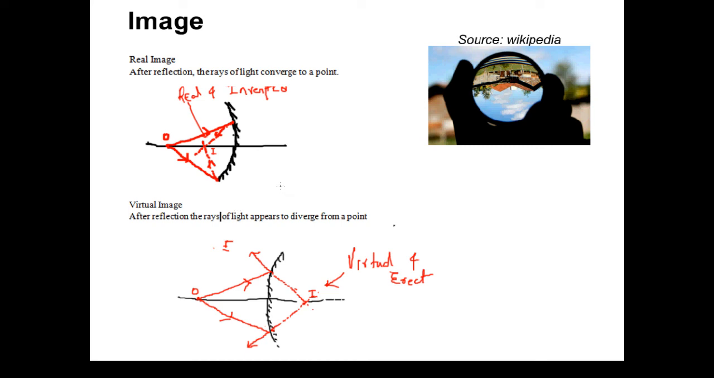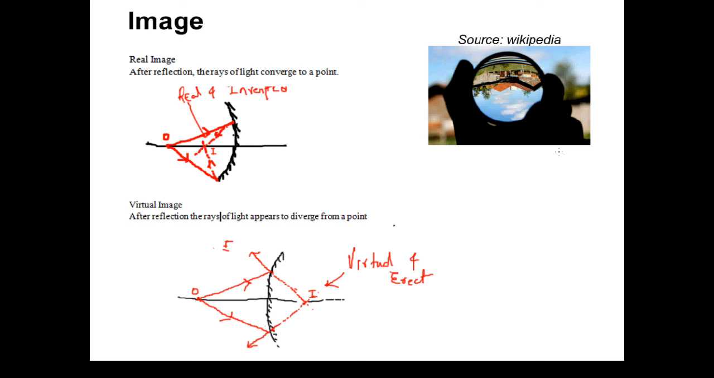Let us see one example for real image. I'm using one picture from Wikipedia. You can see here the person is holding one convex lens in front of a house. The image of the house through the lens is real and inverted. Now you can ask, where is the screen? If you look closely, your eye, which has a retina, is acting as a screen. That's why you're seeing this as a real and inverted image.